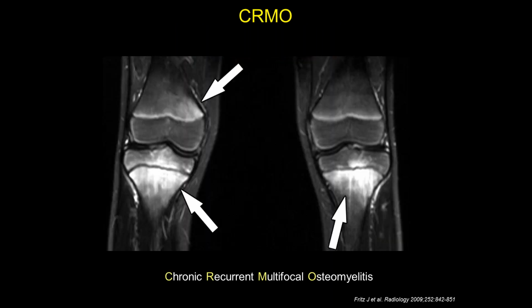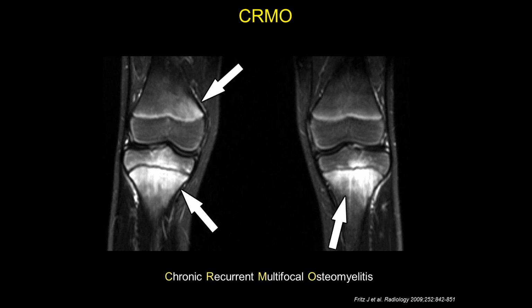And then one last type of so-called infection that we may encounter is CRMO. In CRMO, we can see bone marrow edema, especially at the site of the metaphysis, in multiple joints at multiple times. So CRMO, the words state what it is. It's chronic, so this entity may be present for a few years. It's recurrent, which means that the disease will disappear and the pain will disappear, but there will be flares, which can be weeks, months, or even years later on.